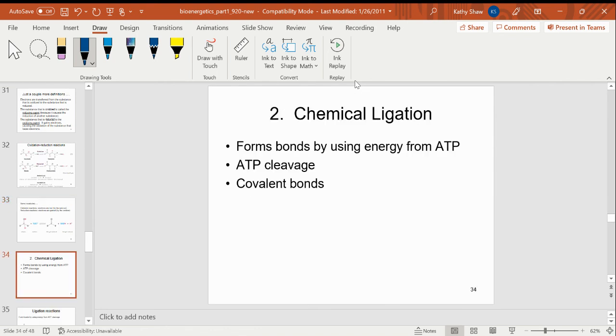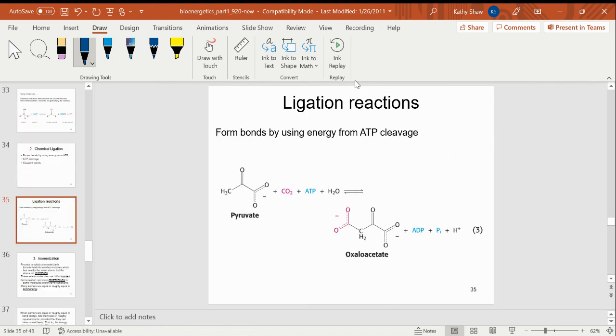Okay. Next kind of reaction we're going to do is chemical ligation. So you probably won't really pay attention to the name ligation again, and that's okay. But this is where I was saying pay attention to ATP. If I'm breaking an ATP, I want the energy. Might use the phosphate, might not.